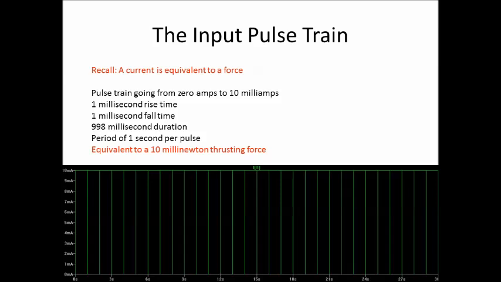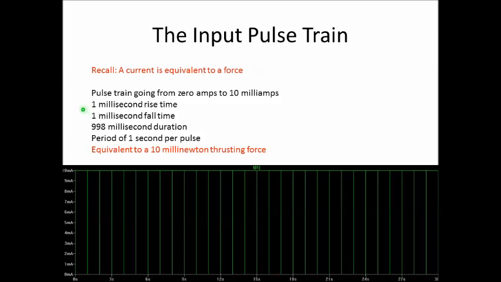One of the inputs to the mechanical system is a force, which is modeled in the electrical equivalent circuit as a current source. The type of source that is used is a pulse. The driving force is a pulse going from 0 to 10 milliamps magnitude. The rise time and fall time of the pulse is 1 millisecond.